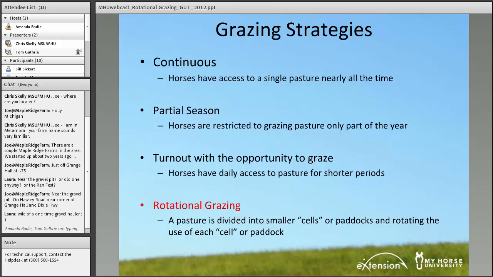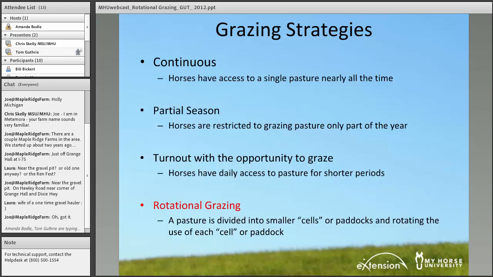The next one is turnout with opportunity to graze. Horses have daily access to pasture for shorter periods. In this case, even though horses may have access to a pasture for shorter periods, multiple horses may be provided access to the same pasture or turnout lot over the period of a day. So an example of this would be with stalled horses, where management rotation includes allowing horses an allotted amount of time in a turnout lot.